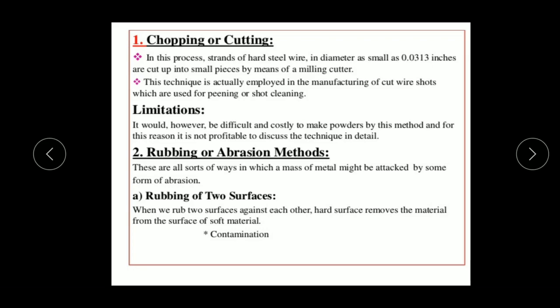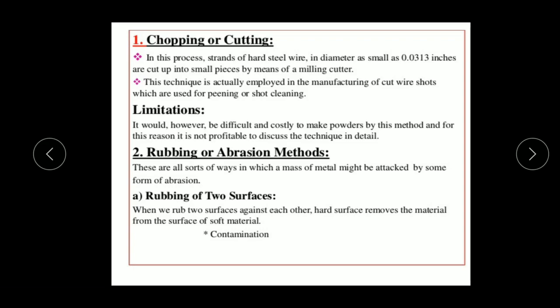Let's discuss. Number one is a mechanical method, chopping or cutting. In this process, strands of hard steel wire with a diameter as small as 0.0313 inches are cut up into small pieces by means of a milling cutter. This technique is actually employed in the manufacturing of cut wire shot, which is used for peening or shot cleaning.